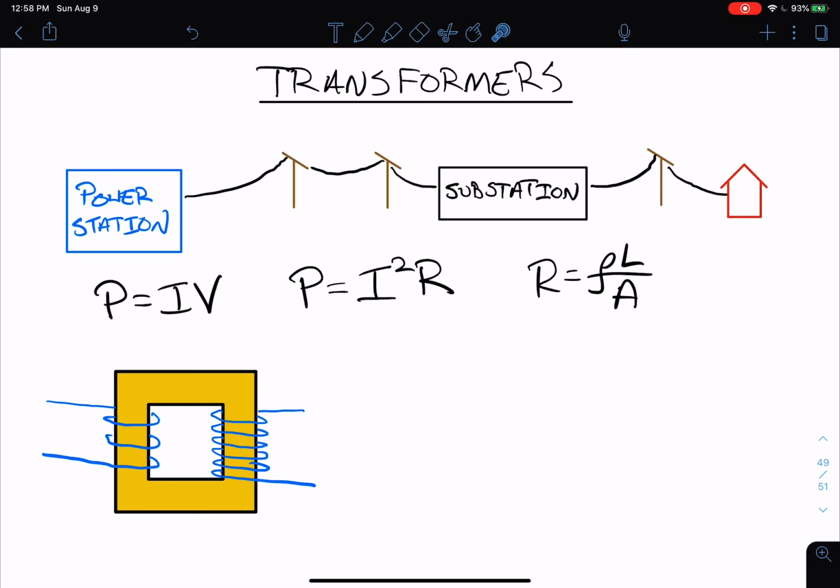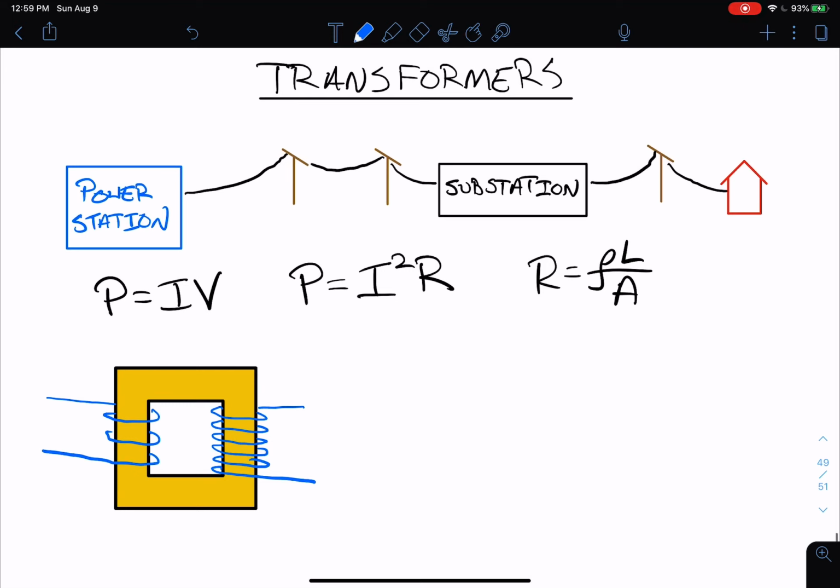Now, what this all amounts to is we're talking about a transfer of energy. Okay. So we can talk about the power that is involved. We can talk about the power in the first set of loops, which is called the primary, and the second set of loops, which is called the secondary.